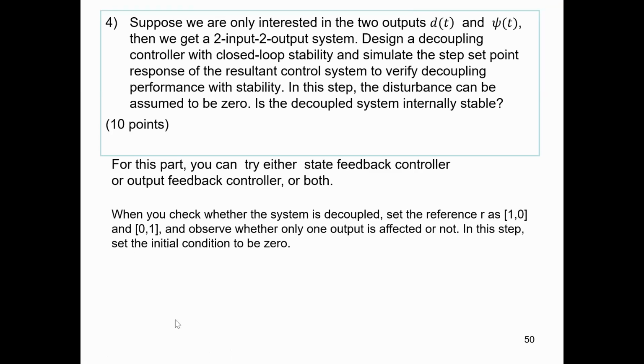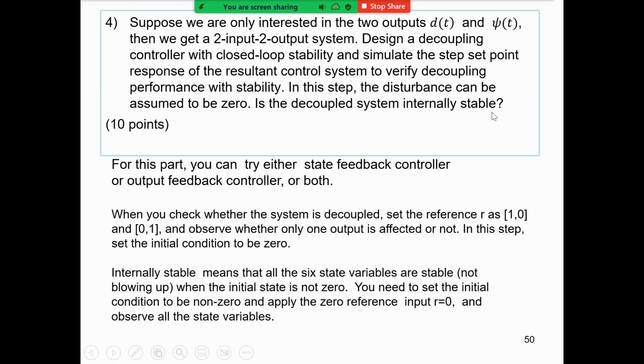But then the last question is: is the decoupled system internally stable? For this one, you want to check whether all the state variables are stable when the initial state is not 0. So you just simulate the system without any reference signal, R equals 0, but the initial condition is not 0. Then you observe whether the whole system is stable or not. If it is stable, then it is stable. If it is not stable, then it is not stable. Also, try to explain what you have observed.